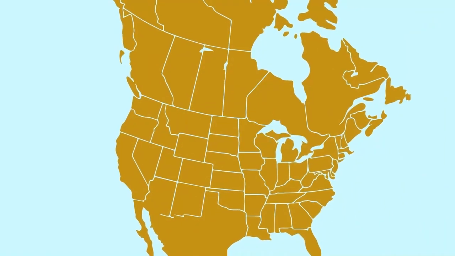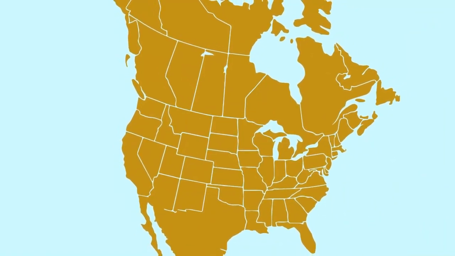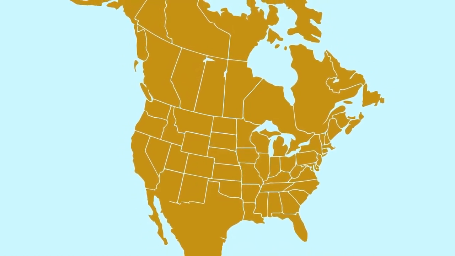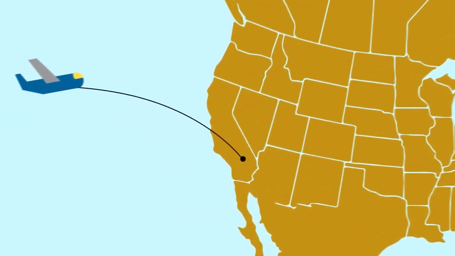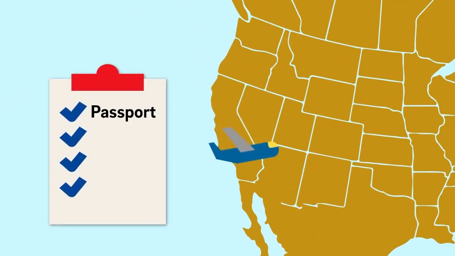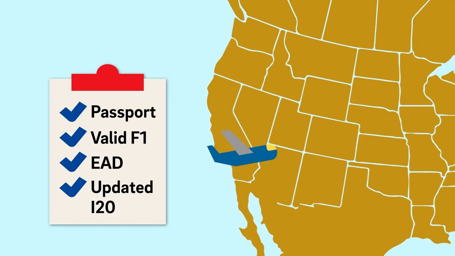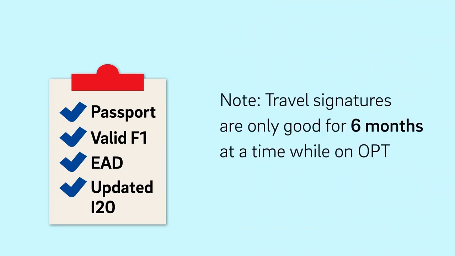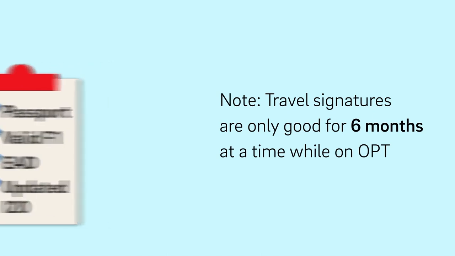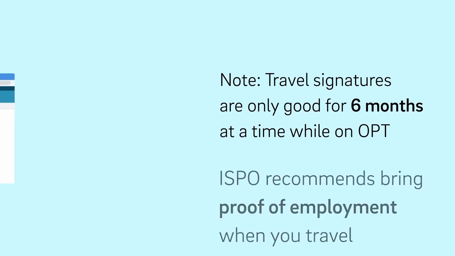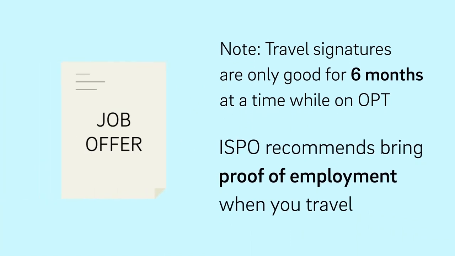A common topic for students is traveling while on OPT. Is it possible to travel outside the U.S. with approved OPT? Yes, it is possible. When you re-enter the U.S., you must make sure you have a passport that is valid for at least 6 months in the future, a valid F-1 visa, your EAD, and an updated I-20 with a valid travel signature. Note that travel signatures are only good for 6 months at a time while on OPT, so submit a new travel signature request in iPortal if you need one. Lastly, ISPO recommends that you bring proof of employment when you travel.